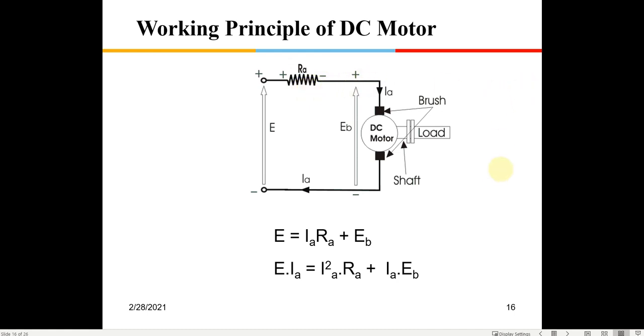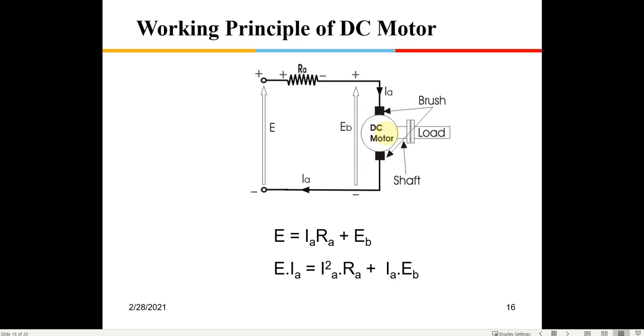Here we are assuming that the field is separately given a constant voltage, so the field essentially remains constant. We are not discussing the field. We are just discussing what is happening in the armature. So this is the armature resistance, and as the armature rotates, because there is a field already available and you are rotating this coil in that field, it will generate an EMF within the coil.